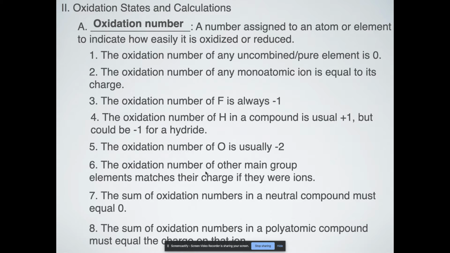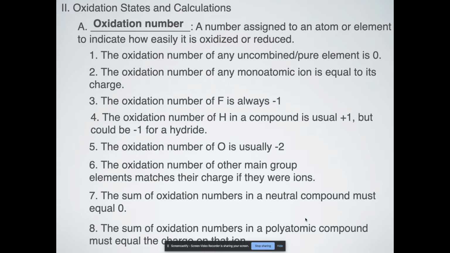The oxidation number of other main group elements matches their charge. So like aluminum in a compound would be a plus 3, magnesium would be a plus 2, lithium would be a plus 1. It's just remembering your charges of your ions still. Now, oxidation numbers for neutral compounds must equal 0, and the oxidation numbers of polyatomic elements in a compound have to add up to the charge of that ion. So if I have sulfate, SO4 2 minus, the oxidation numbers of my sulfur and my 4 oxygens have to add up to -2, since that's the charge of the ion itself.